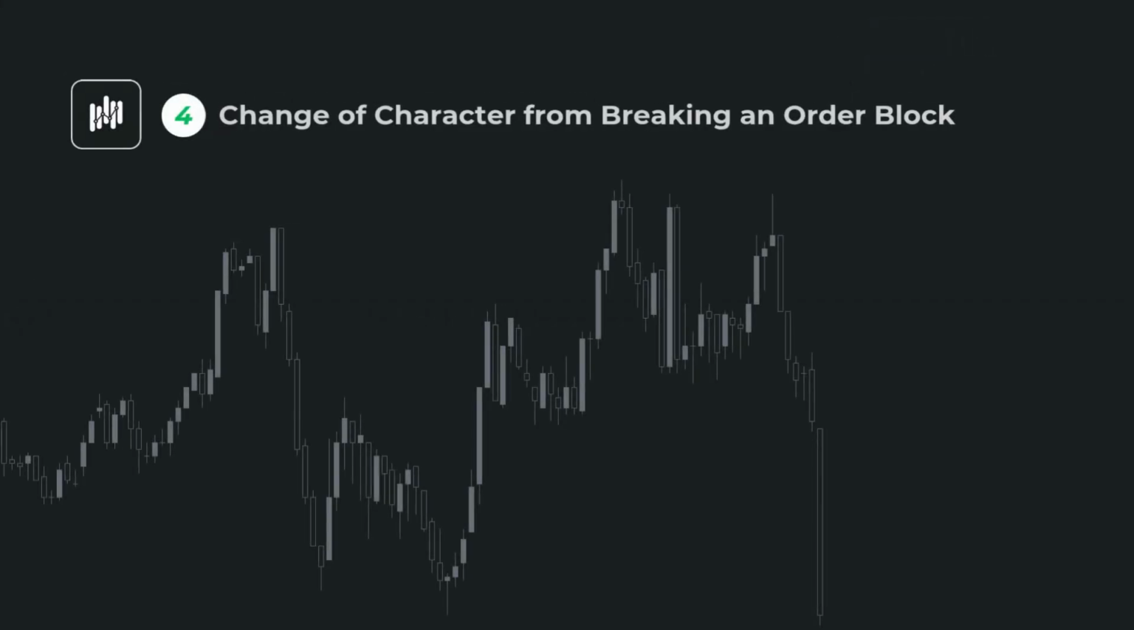Section 4. Change of character from breaking an order block. Usually, a change of character forms when price breaks a major swing high or low. But sometimes, it happens simply by breaking an order block. If an order block acting as support or resistance gets broken, that break itself signals a shift in market structure, even if no major high or low has yet been taken.